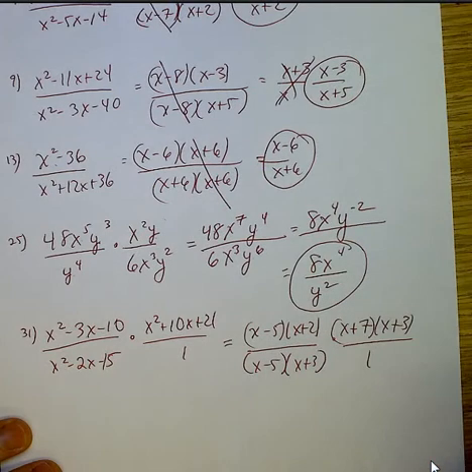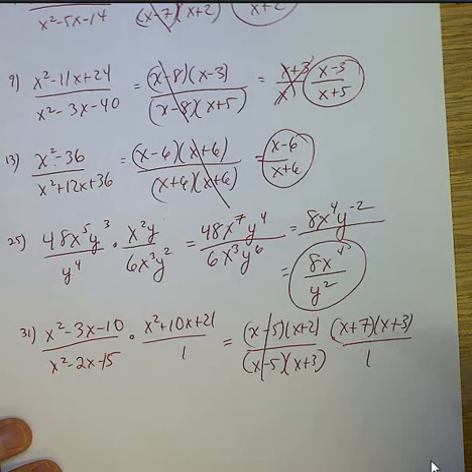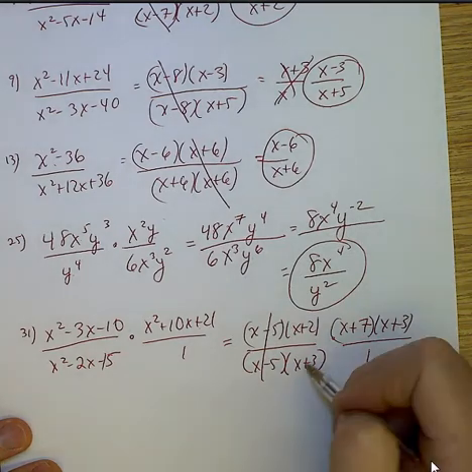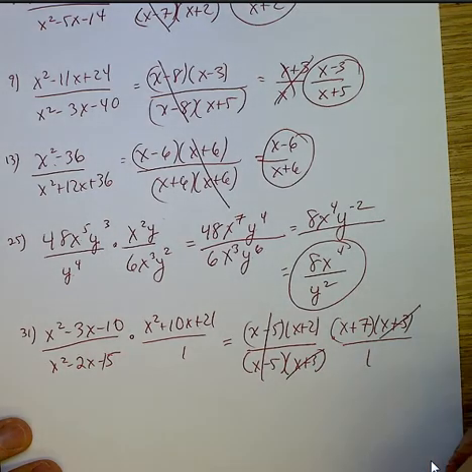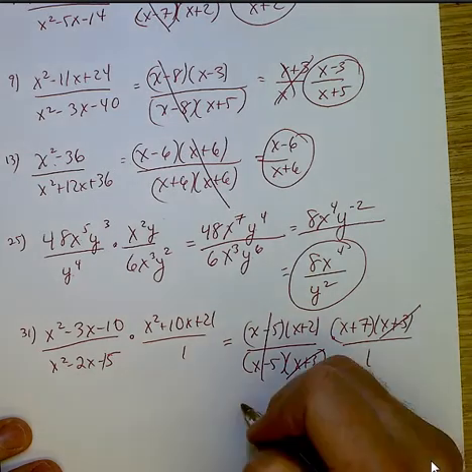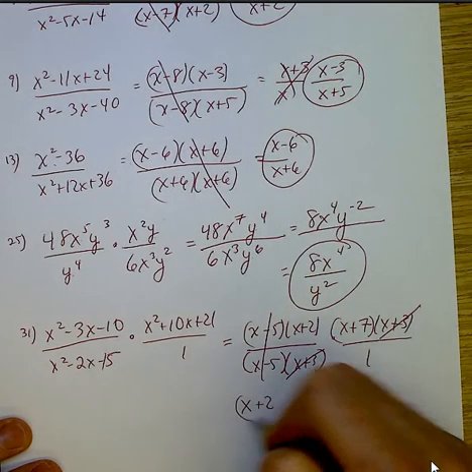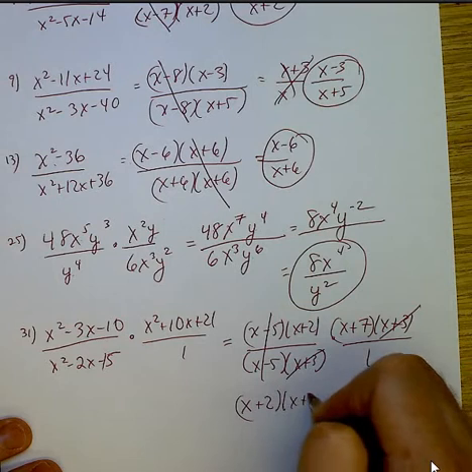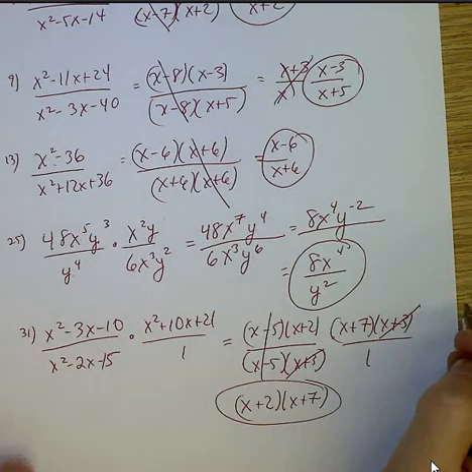Okay, and we follow the same pattern. We look for crossouts. Well, we have this can cross out, and we could even cross out this x plus 3 with this x plus 3. Okay, and all that leaves us with is x plus 2 times x plus 7. That's your answer. So all of 8.4 relates to doing this type of work.